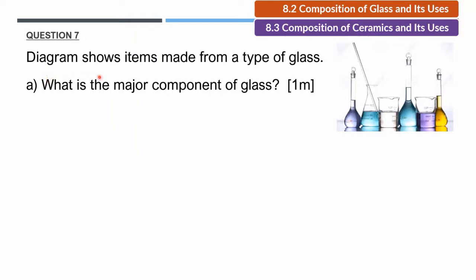Question. Diagram shows items made from a type of glass. A. What is the major component of glass? 1 mark. We focus on major component. Answer. Silica or silicon dioxide or SiO2, because the question doesn't mention name or formula, so both of the name and formula are accepted.